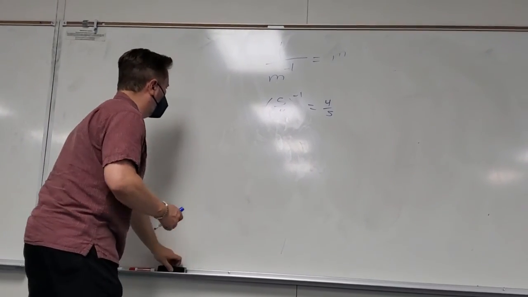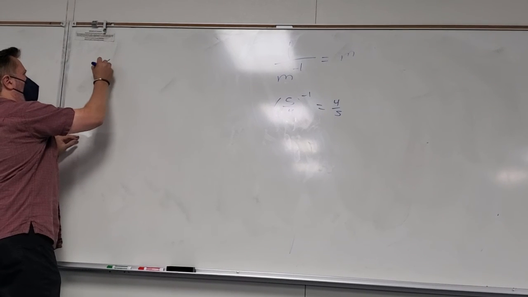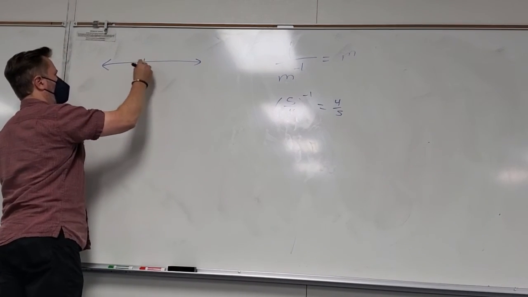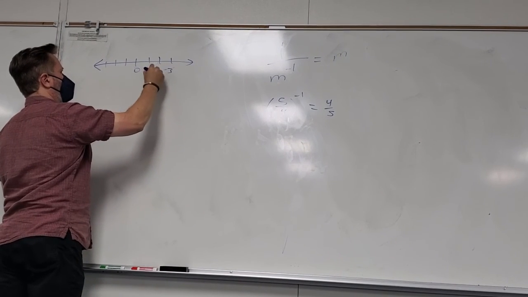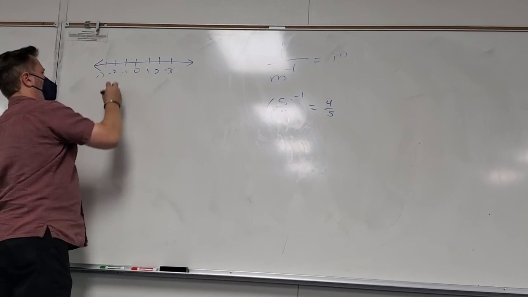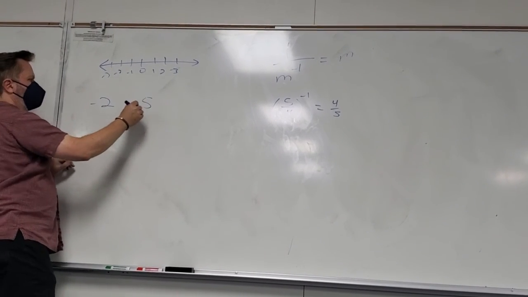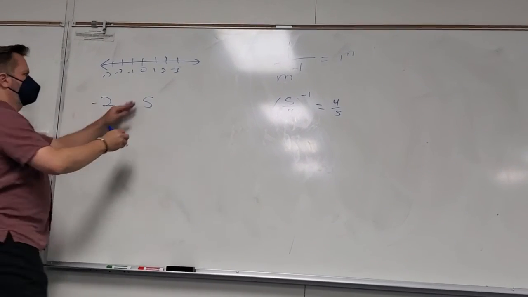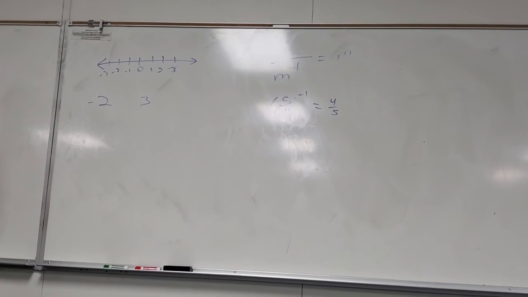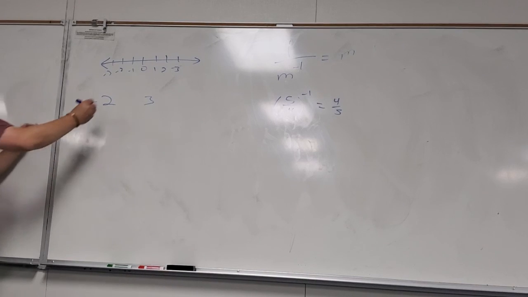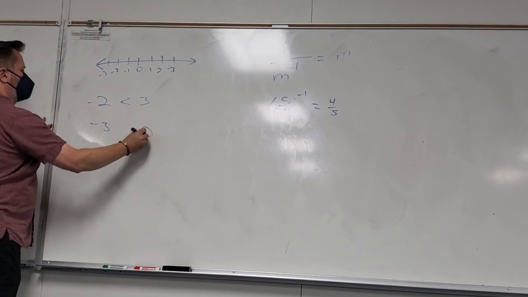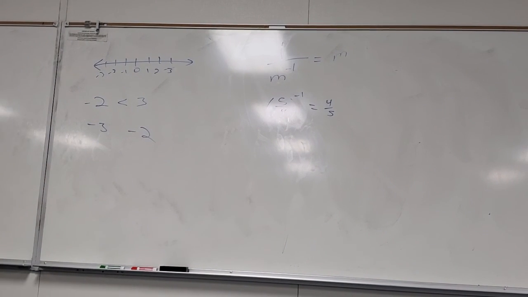And this is one that people really have trouble with. How do you tell what's bigger? So, for example, negative 2 and 3. Which one's bigger? What about negative 3 and negative 2? Which one's bigger? Negative 2. And you can understand why somebody might think negative 3 is bigger, right?